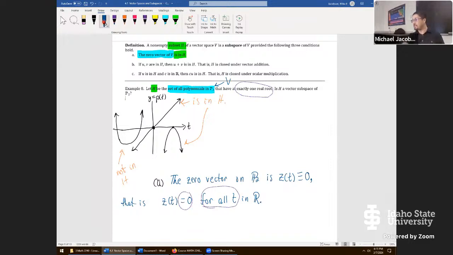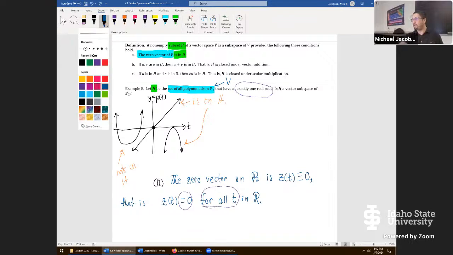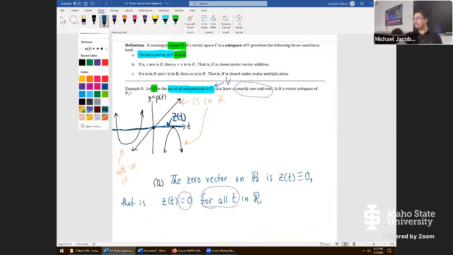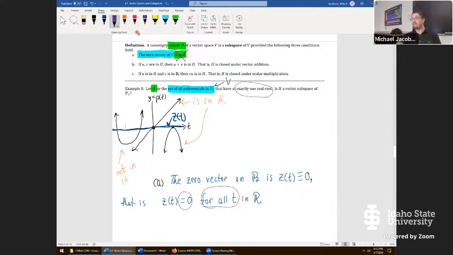In fact, if you were to plot it, it looks like this. It's kind of hard to plot. Let me try to do it differently. Let's just bump that pen up. Here's the plot of the zero function. And it's intersected the t-axis infinitely many times. That tells us immediately then, well, the zero function right here does not qualify for that statement. And so it's not in H. We show that this is false right here.